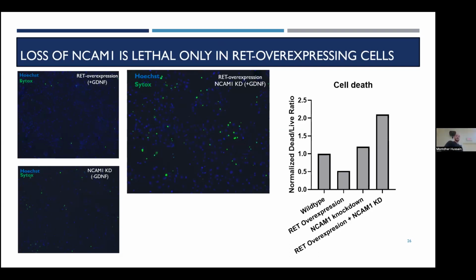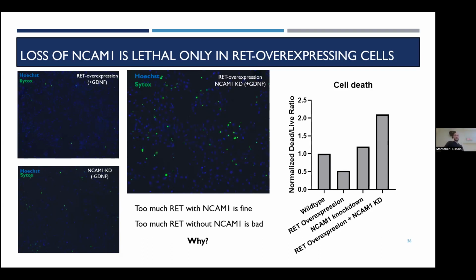What this told us is that when there's too much RET, but NCAM1 is present, the cells are fine, they're viable. However, when there's too much RET and NCAM1 is absent, that's bad for the cells and leads to lethality. So we asked the question of why loss of NCAM1 is lethal only in our RET-overexpressing cells.